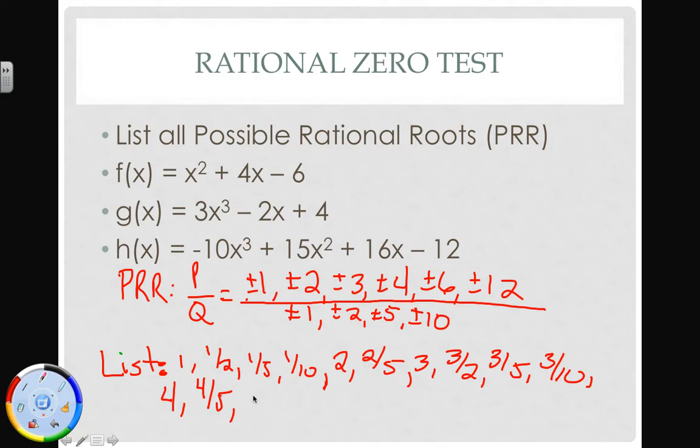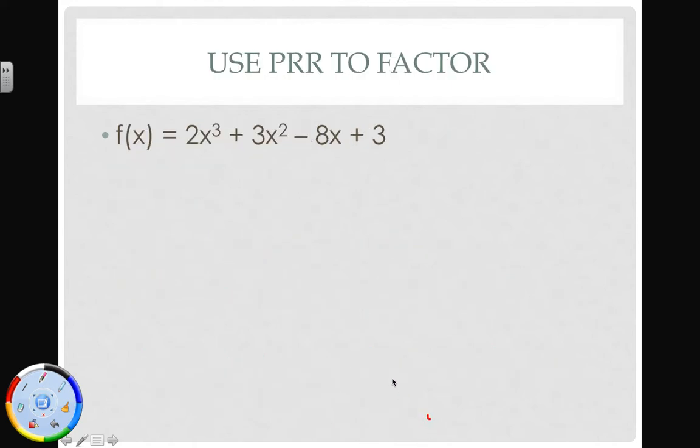And then I go do the same thing with the 6. I get 6. 6 over 2 is 3, I already have it. I get 6 over 5. And 6 over 10 is 3 over 5, and I already have it. And then I move on to my 12. 12 over 1, 12 over 2 is 6, I already have it. 12 over 5, I don't have. And 12 over 10 is 6 over 5, and I already have it. That means that was my last number.